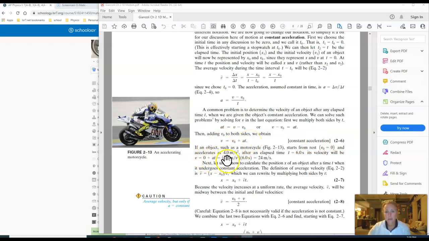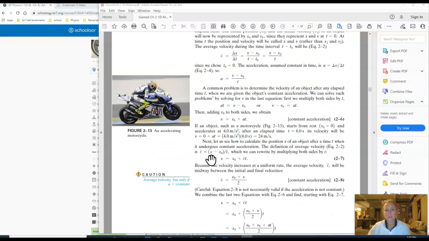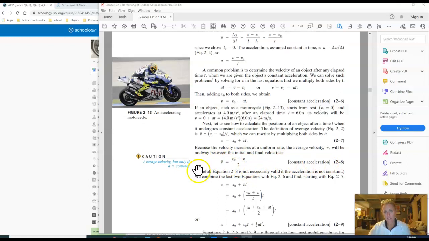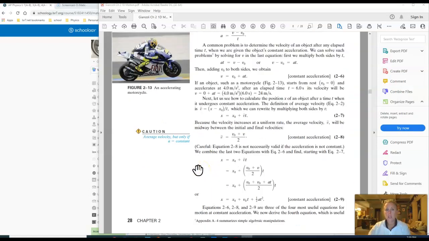Okay, and so they give you a little example here. It'd be good for you guys to read through this since you guys have books at home. The next one uses average velocity, and we've done this where you add them up and divide by 2. So under constant acceleration, the average velocity is when you add the velocities together and divide by 2.